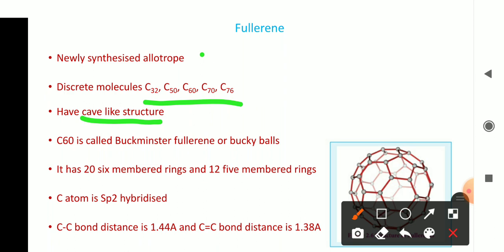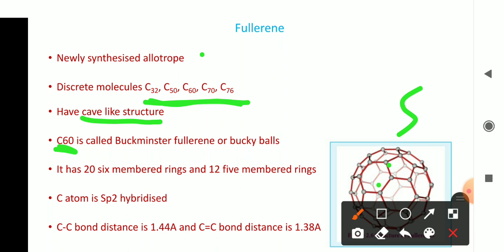And out of all these forms, C32, C50 and C60, C60 is called Buckminsterfullerene, or it is called buckyballs. And this is the picture of a buckyball. Okay, it has a football-like structure, so it is called a buckyball. It was discovered by Buckminster, and so it is called Buckminsterfullerene, or in short form it can be called buckyballs. And in this buckyball, there are 20 6-membered rings.